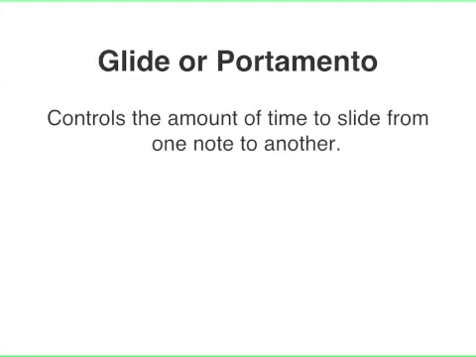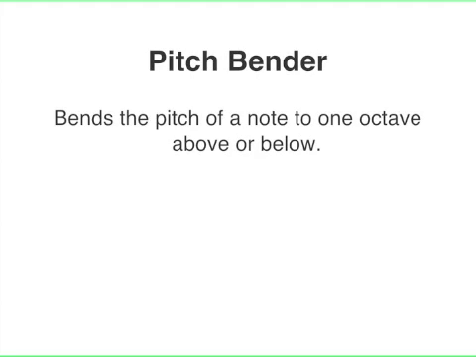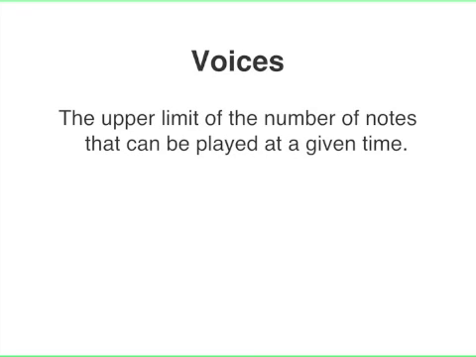That's glide. The pitch bender, sometimes called a pitch wheel, is found on many synthesizers as an actual wheel next to the keyboard. The pitch bender allows the pitch of a note to be taken down an octave or up an octave from that note, manually running this pitch wheel. Voices are another control that you see on synthesizers, and the voice of a synthesizer is the upper limit of the number of notes that can be played at a given time.